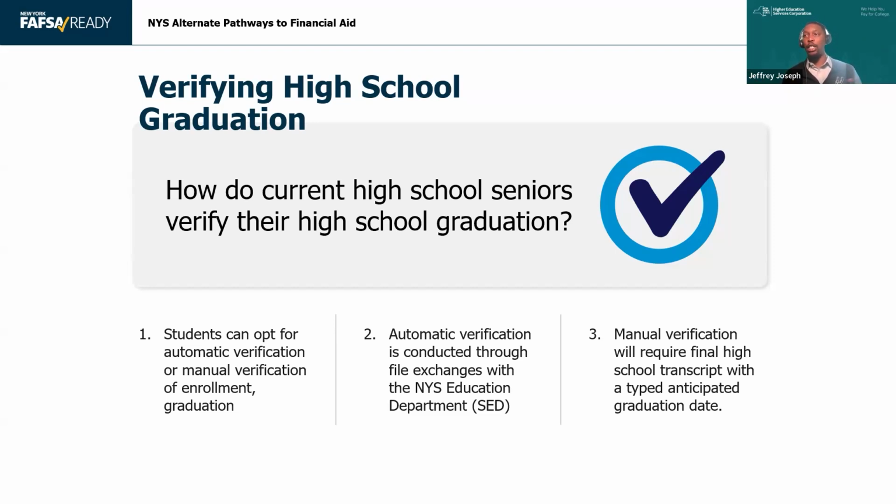So now verification only requires that the high school types on the anticipated graduation date. So if it's September, October, November, and the student's anticipated graduation date is May, the school can type that onto the document, onto the transcript, and we'll accept that. We will not accept handwritten anticipated graduation dates. It needs to be typed onto the document.